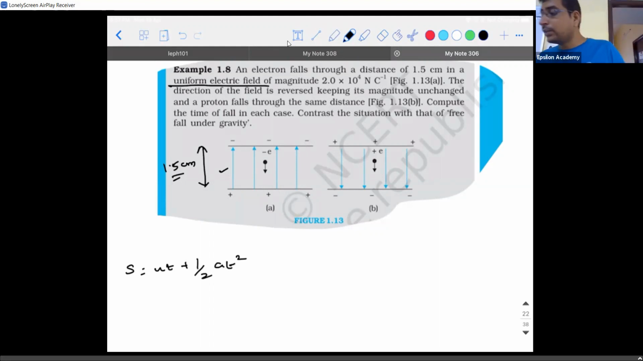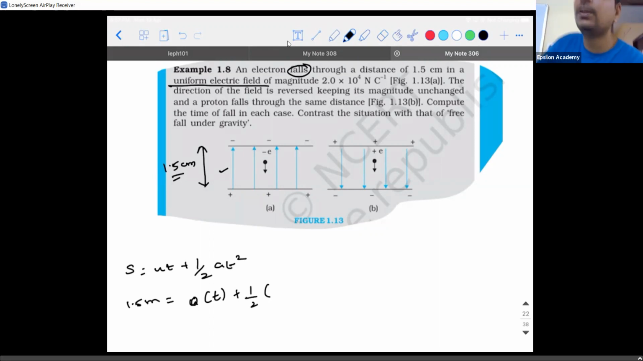Right. So what is the distance? It is 1.5 meter. An electron falls. When they say falls, it is a free fall. Initial velocity is taken to be 0. So s equals 0 into t plus half into a t square. This is the challenging part. Here, what should be the value of acceleration I need to take?